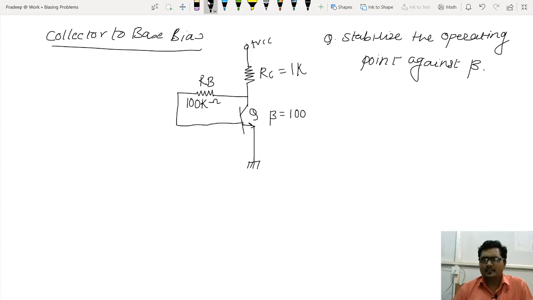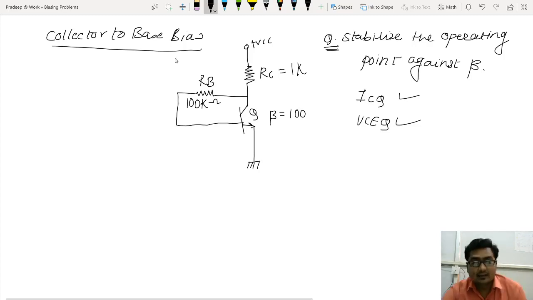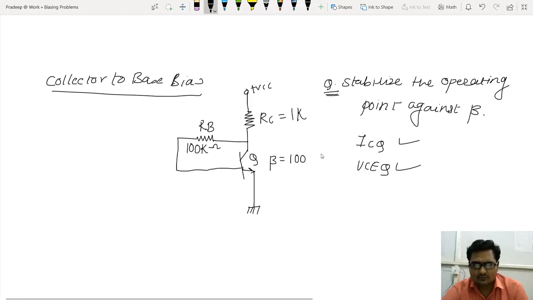What do you mean by that? Stabilize the operating point with respect to beta. It means they want us to find IC at Q point and VCE at Q point. Eventually we have to find ICQ and VCEQ. So let us start with the calculation for ICQ and VCEQ. First, we'll calculate IC.